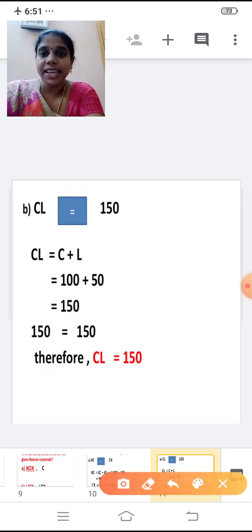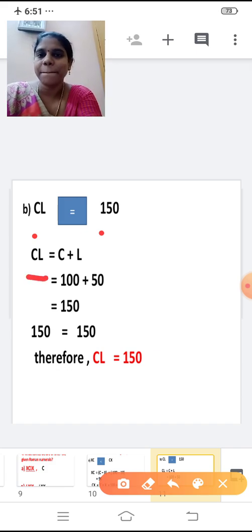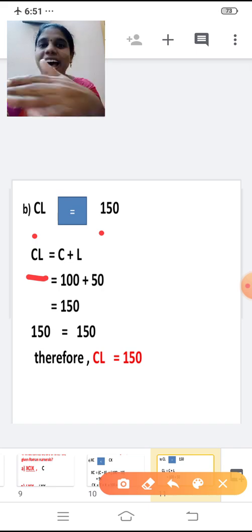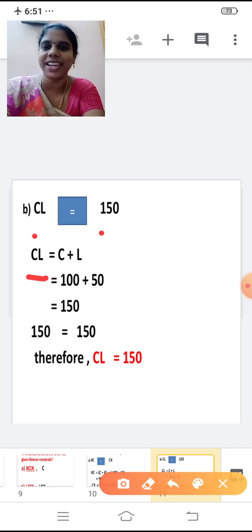Next, CL, and we are going to compare CL and 150. How will you compare this? First, change CL into an Indo-Arabic number, shall we? Yes. Take CL. Here, the value of C is 100. The value of L is 50. The smaller symbol is placed after the larger one, right? So, you can add that directly.